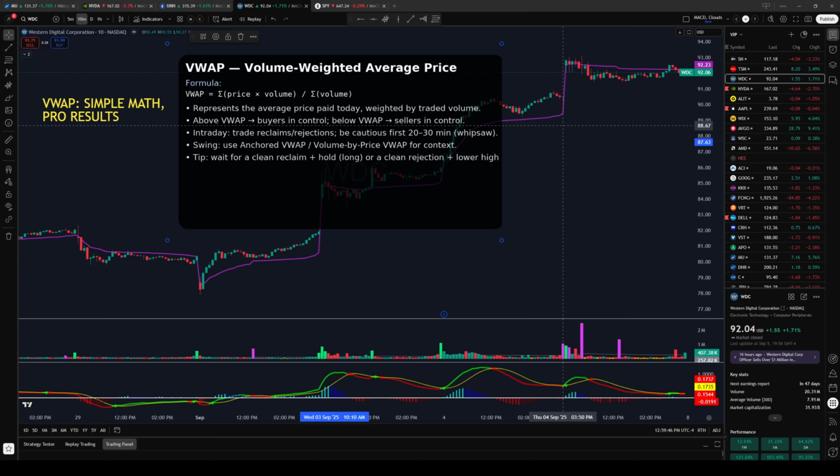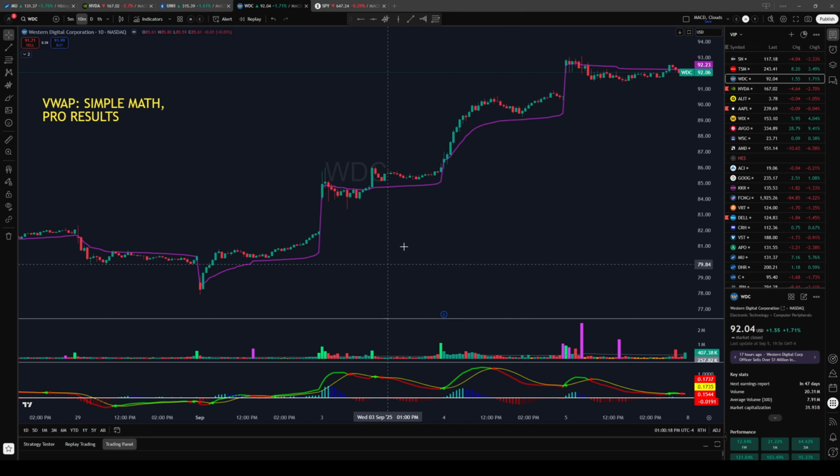Why does it matter? VWAP gives you insight into trend and value. If price is above VWAP, buyers on average are winning today. If price is below VWAP, sellers have the edge. That's the value side. The trend side comes from how price behaves when it interacts with that line. Does it respect VWAP as support, or does it fail at VWAP and become resistance? Those behaviors are very tradable. Let's get rid of this now.